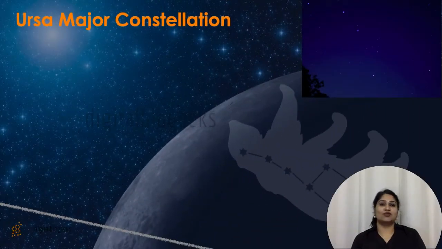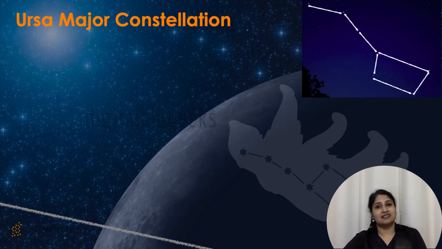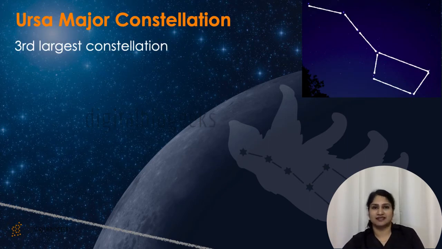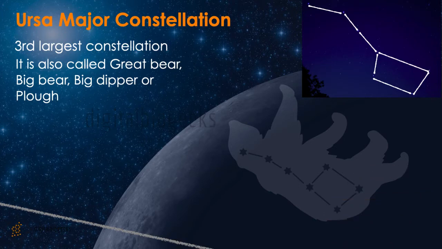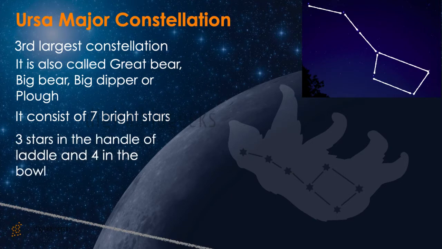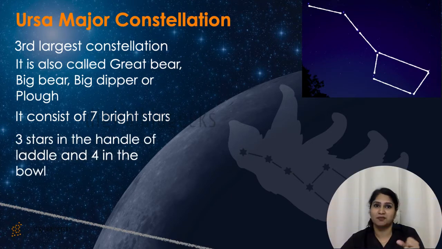Let's move on to Ursa Major constellation. This constellation is visible during summer nights. Early part of the night we can see this Ursa Major constellation. This is the third largest constellation. It is also known as Big Bear, Big Dipper, Great Bear, and Plough. There are 7 bright stars in this constellation. It is like a ladle. 3 stars in the handle of the ladle and 4 stars in the bowl.